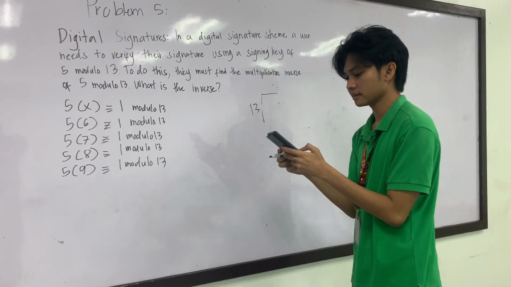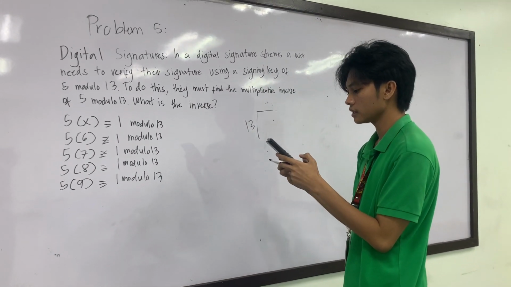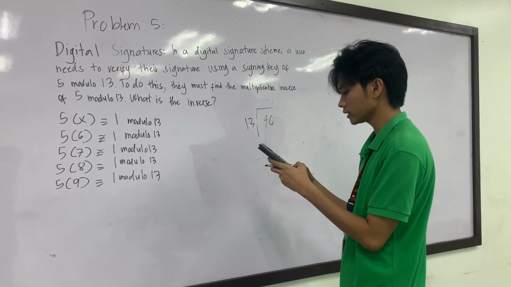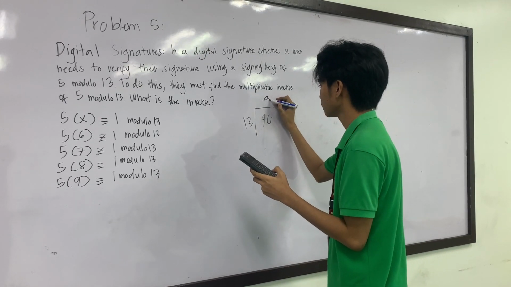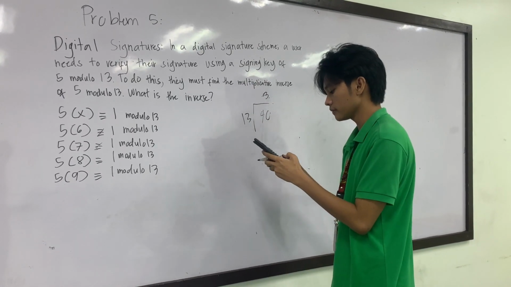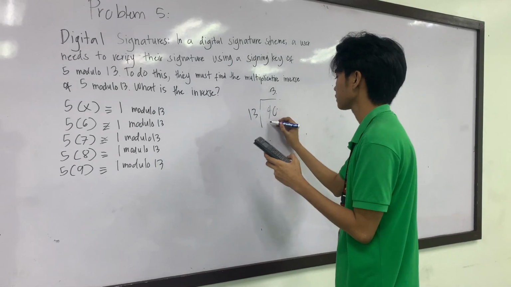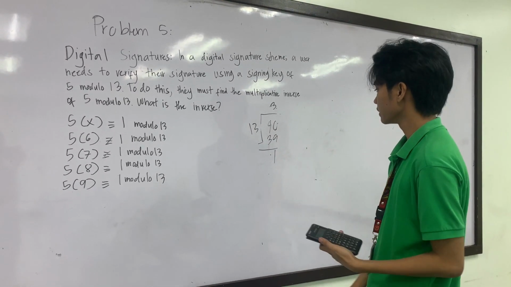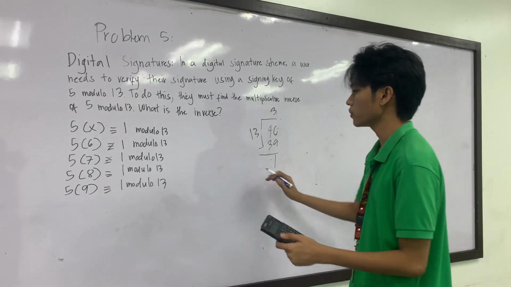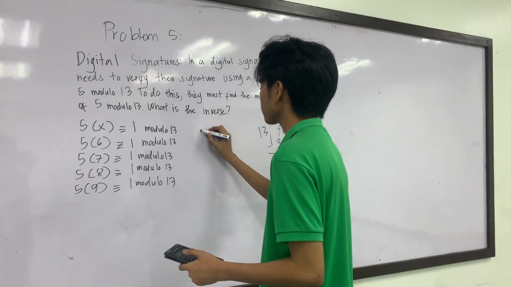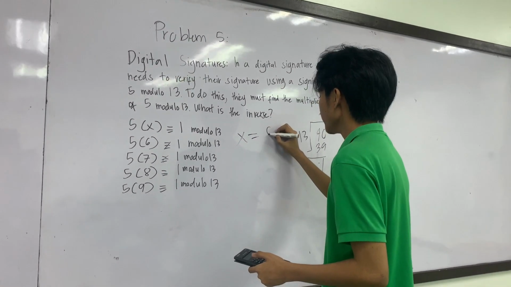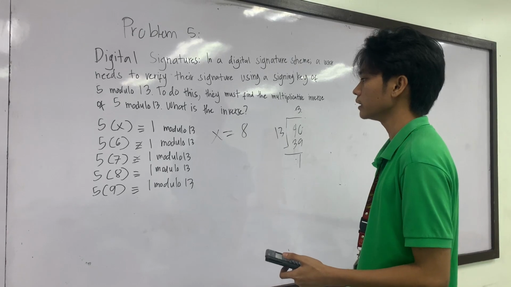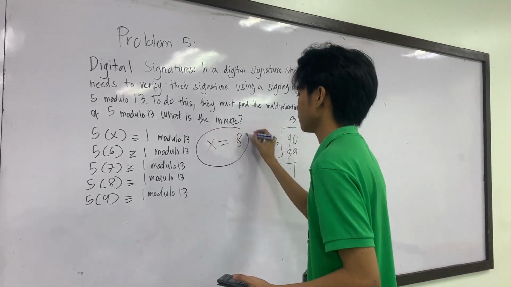So let's try 8. So 5 times 8 is 40. 40 divided by 13 is 3. Then 3 times 13 is 39. So now we can get the remainder one. So the value of x is equal to 8. So the multiplicative inverse of 5 modulo 13 is 8. So the answer is 8.